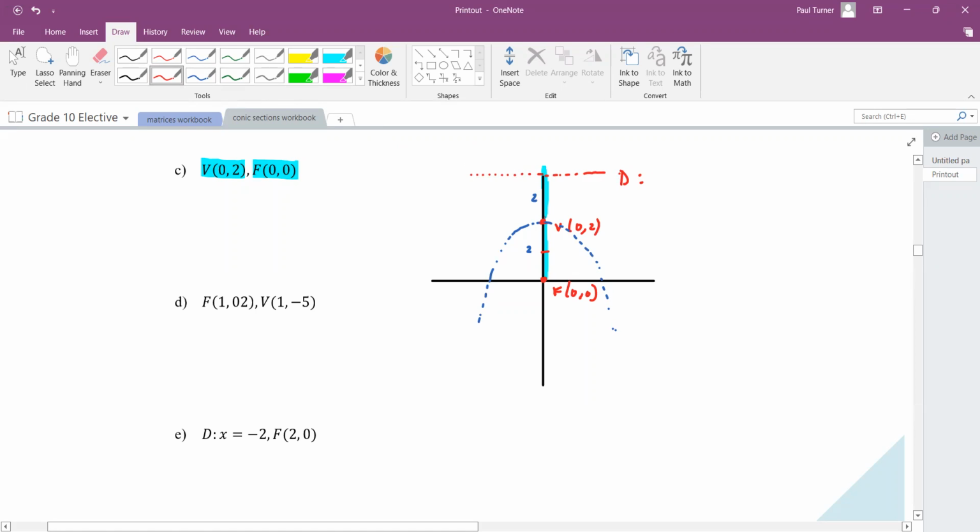And that equation would be 2 plus 2 is 4. So that would be y equals 4. So that's the third component that you needed to find. So your directrix is the line y equals 4.